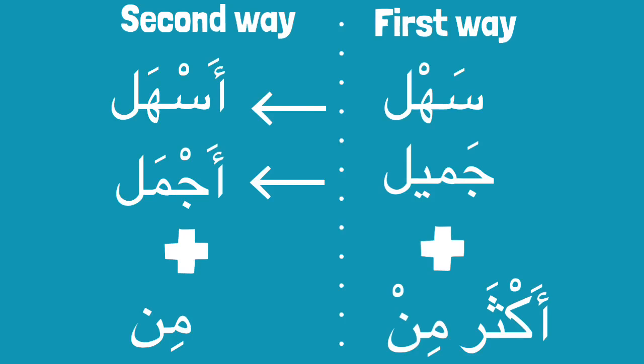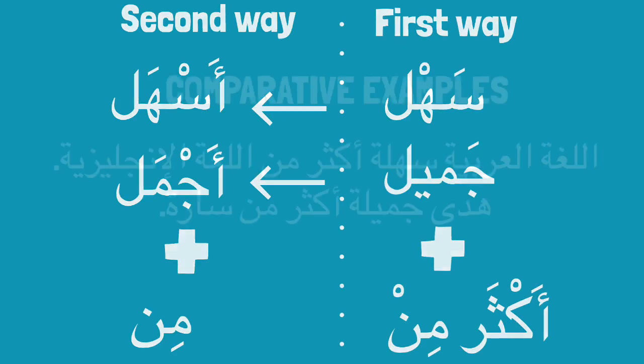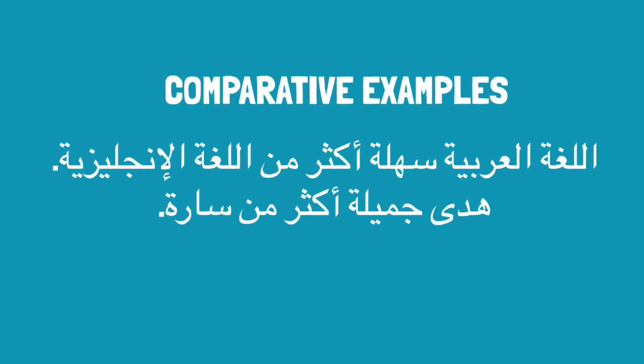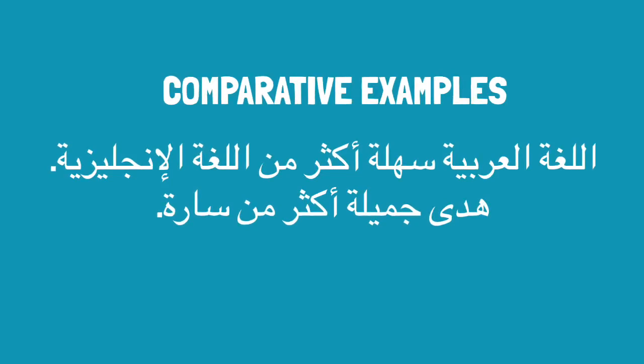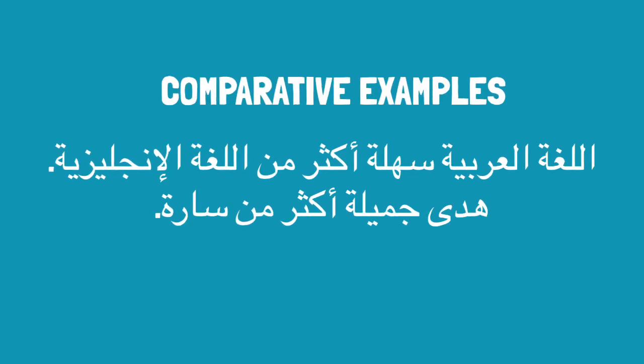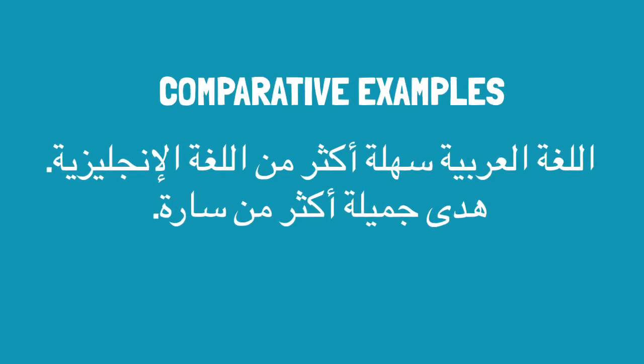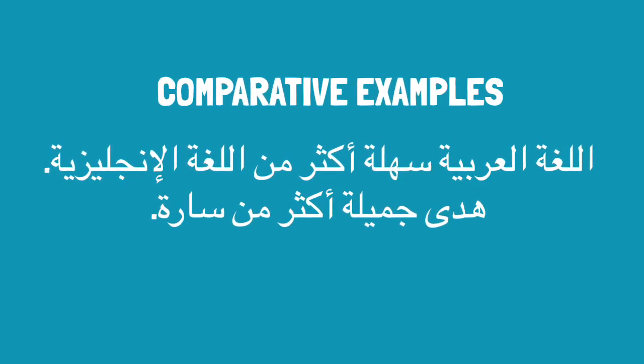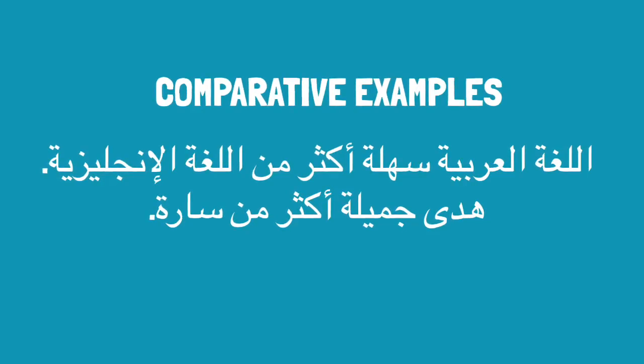Now let's move on to the examples so that you will have an idea on how to use these two rules in sentences. In this slide, we're going to have the sentences using the first rule, and in the next slide, we're going to have the same sentences using the second rule. So let's read the sentences together. Here I used the same adjectives, سهل and جميل, but in the female form, which is سهلة and جميلة.